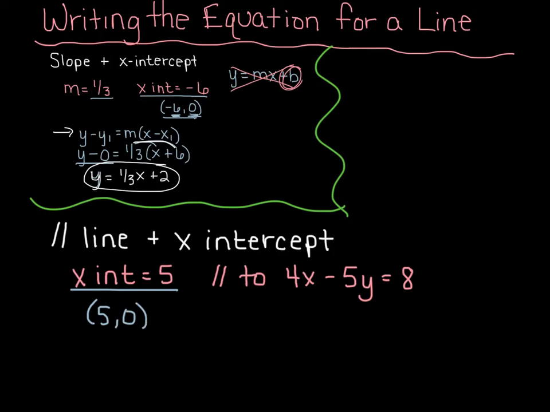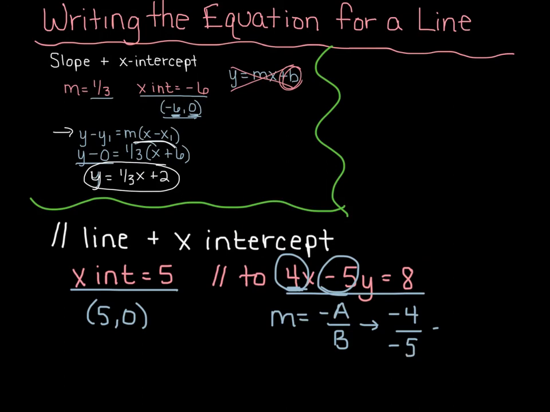And then we're going to need to take our slope out of this line. And remember, this is in standard form. So I'm going to say m is negative A over B, which means negative A is 4, so negative 4, over B, which is negative 5. Don't forget that negative is attached to it. And negative 4 over negative 5 is really just equivalent to 4/5.